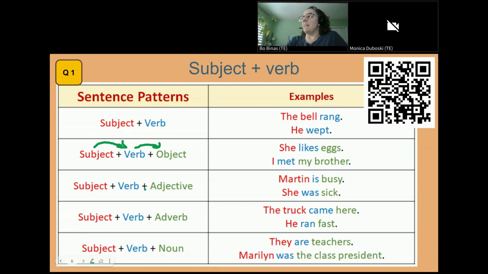So in sentences that have state of being verbs, those little verbs like is or was, there is usually going to be some kind of adjective afterwards. Adjectives modify nouns. Adjectives describe nouns. Adjectives give us more information about nouns. So when we see a state of being verb, we're probably going to have an adjective after it. So Martin, he's our subject. Is is the verb. Busy is the adjective that describes Martin.